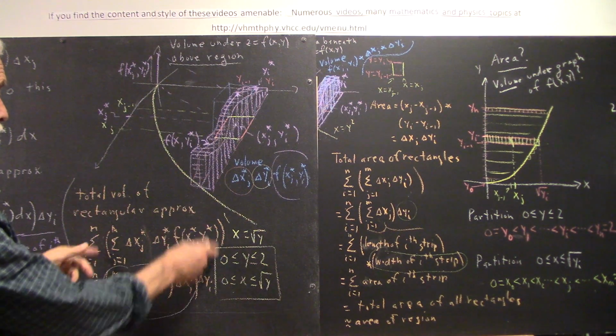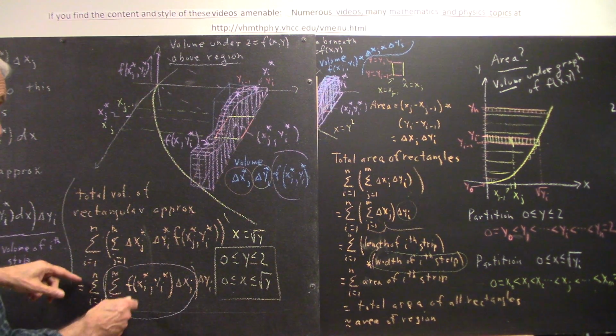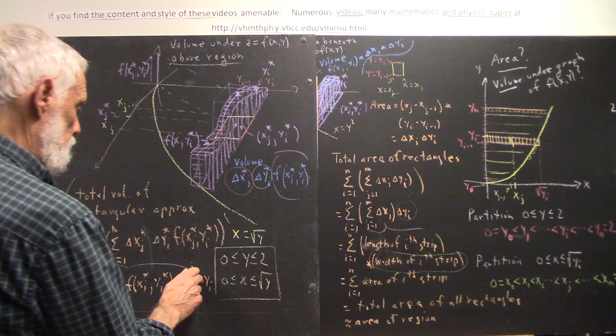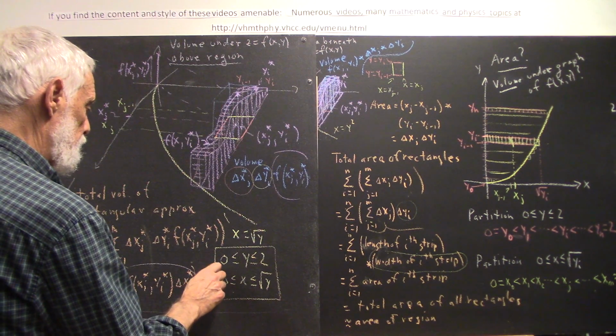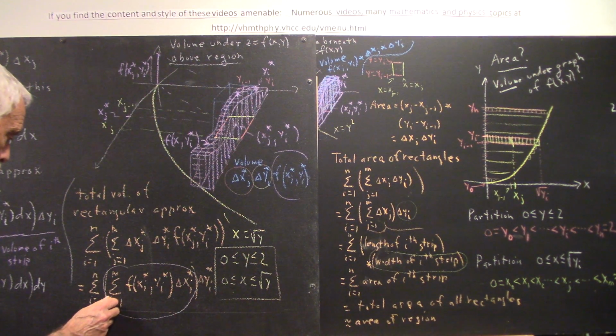Okay, here's all the rectangles in one specific strip. I sum it over all strips. I get the volume of all the rectangles. All the rectangular solids. I'm telling you rectangles, it's rectangular solids. So there's the sum.